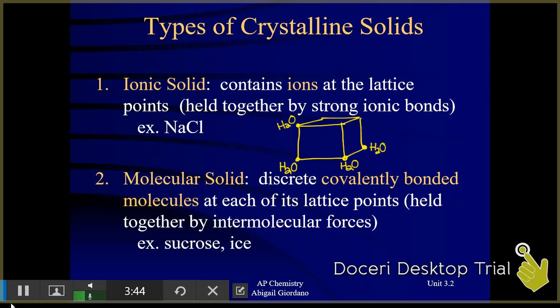So unlike the ionic solid that had ionic bonds between the lattice points, in a molecular solid, what's existing between these two? Think about our last lesson. What holds two molecules near each other is intermolecular forces. That's an important distinction. What holds an ionic solid together is ionic bonds, very strong. What holds a molecular solid together is intermolecular forces.